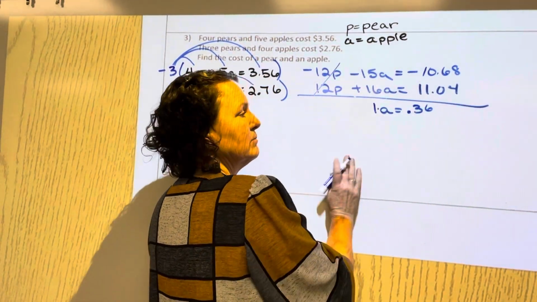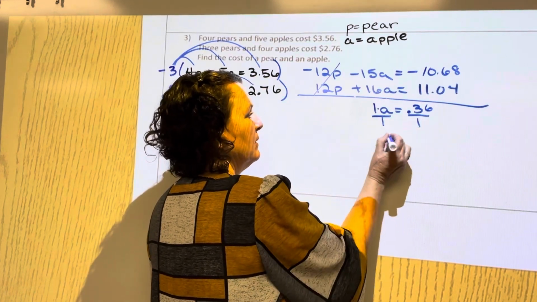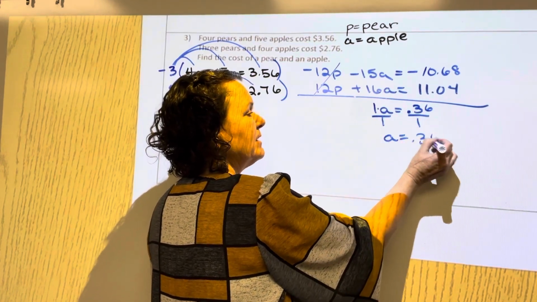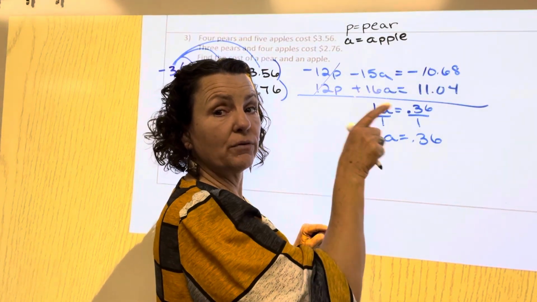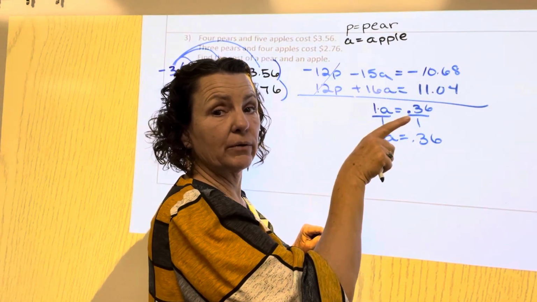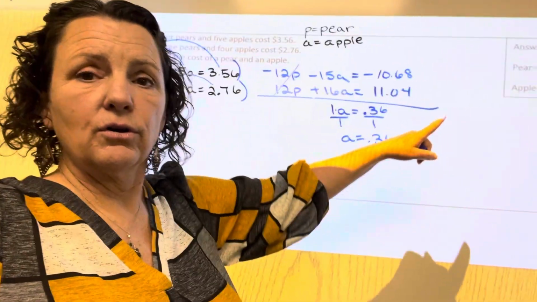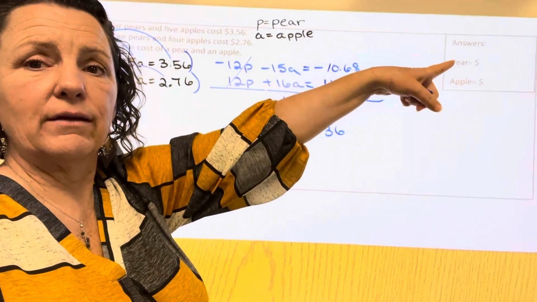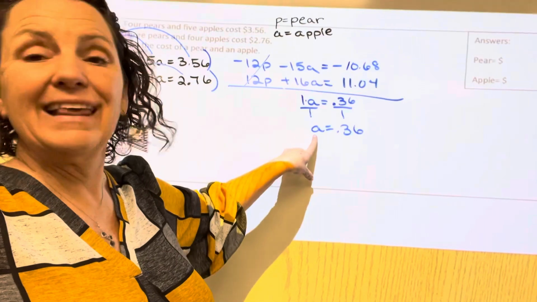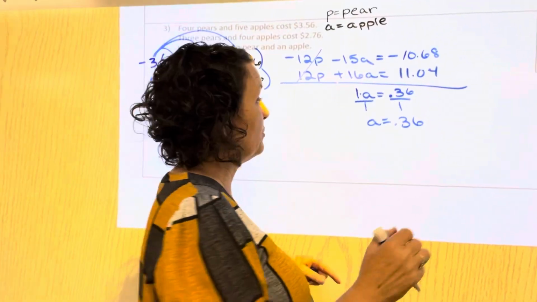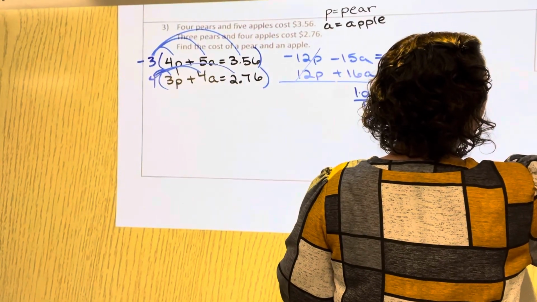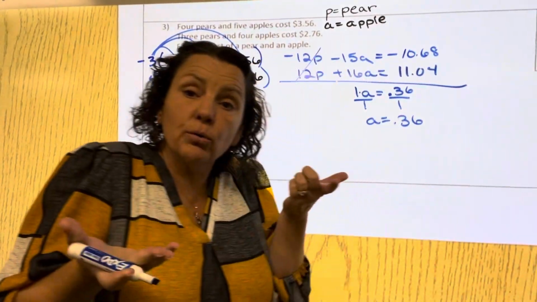Now some kids just want to continue. They can't help themselves, but 36 cents was the answer. What you might want to do is go over there and write that answer down in that area over there. So you can write down the answer to the apple. So make sure you write the answer down in the correct area. So I'm going to do that right now. Apple is 36 cents.